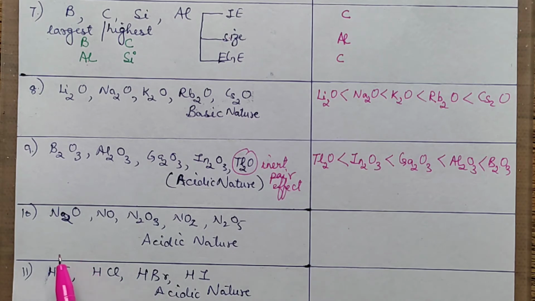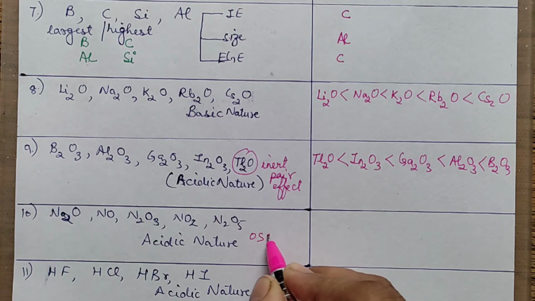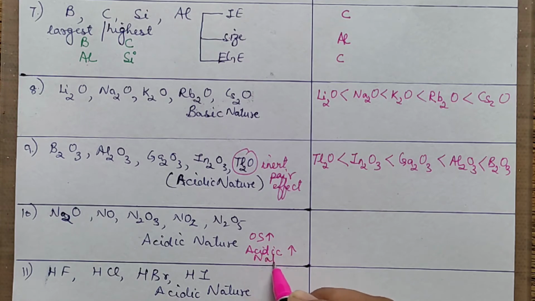In case you are given oxides of the same element, and then you are asked to arrange them in the increasing order of their acidic nature, you will have to check their oxidation states. Keep one thing in mind: higher the oxidation state, more is the acidic nature. More the oxidation state, more is the acidic nature.